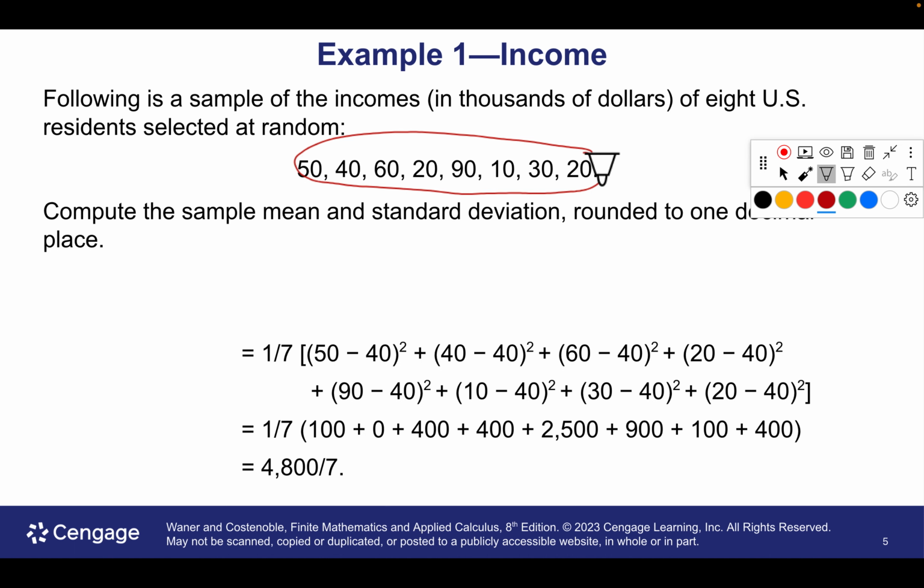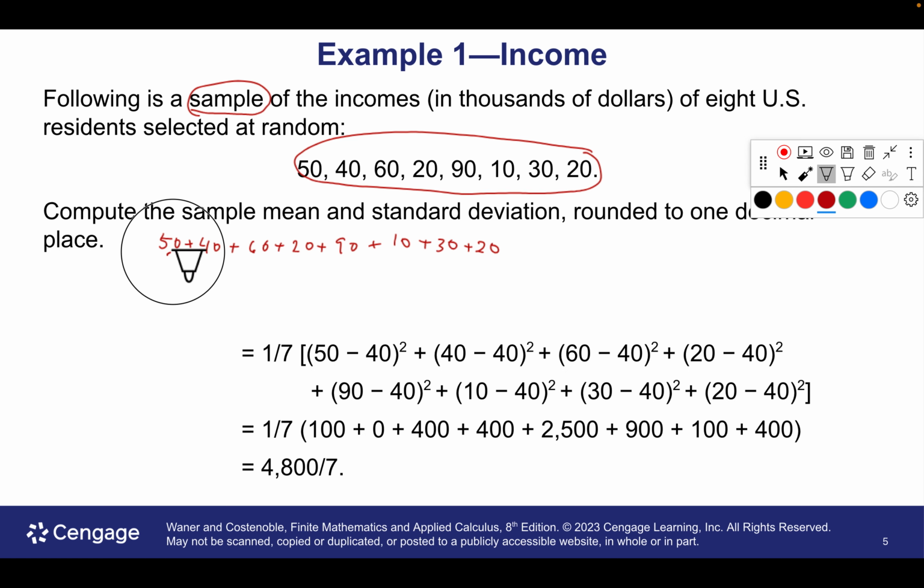To calculate the mean and the sample standard deviation, and this is a sample. As you can see, they're subtracting 40 from each, so the mean is going to be 40. You just add them together: 50 plus 40 plus 60 plus 20 plus 90 plus 10 plus 30 plus 20. And then we divide it by 1, 2, 3, 4, 5, 6, 7, 8.